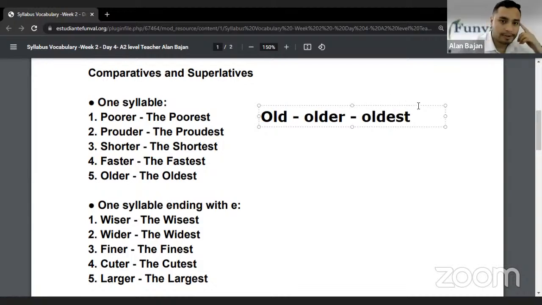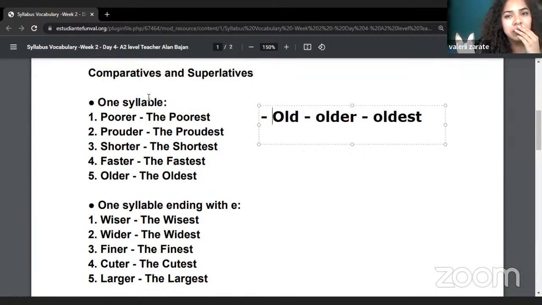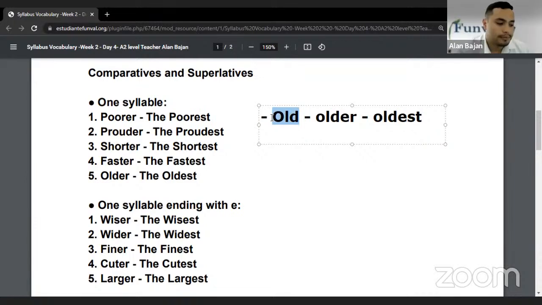Why is that important? And how can I identify this rule? Because the adjective has one syllable, old. And when a word has one syllable, it is only one sound. Old, only one.